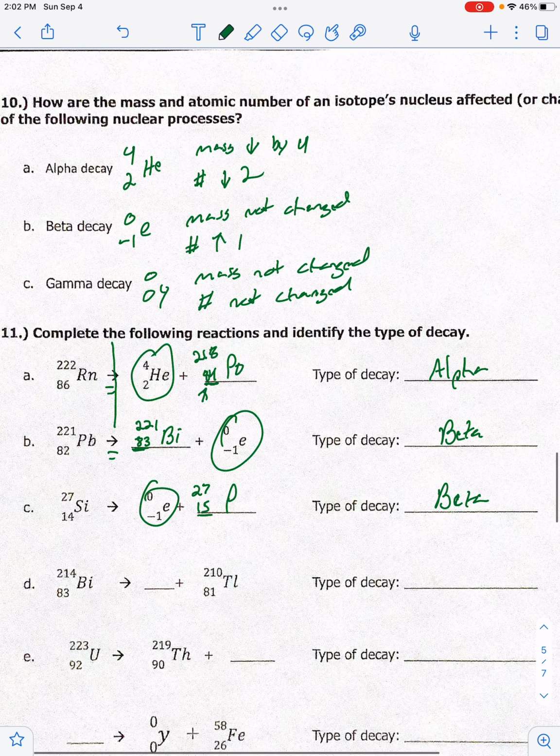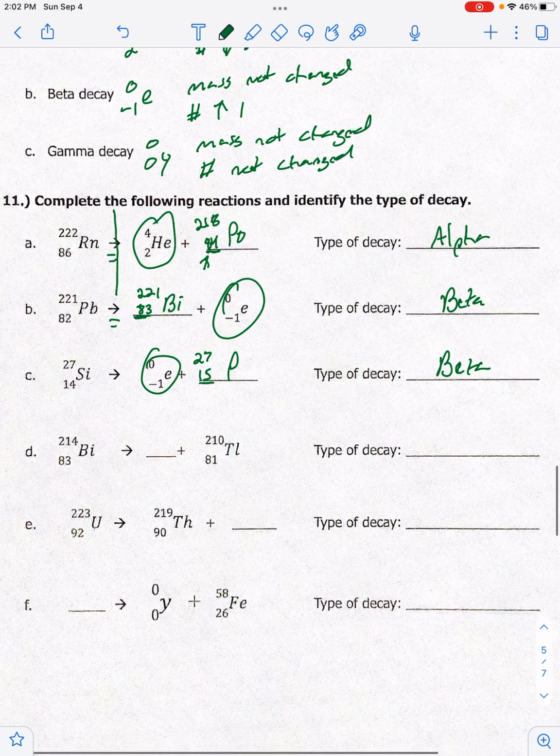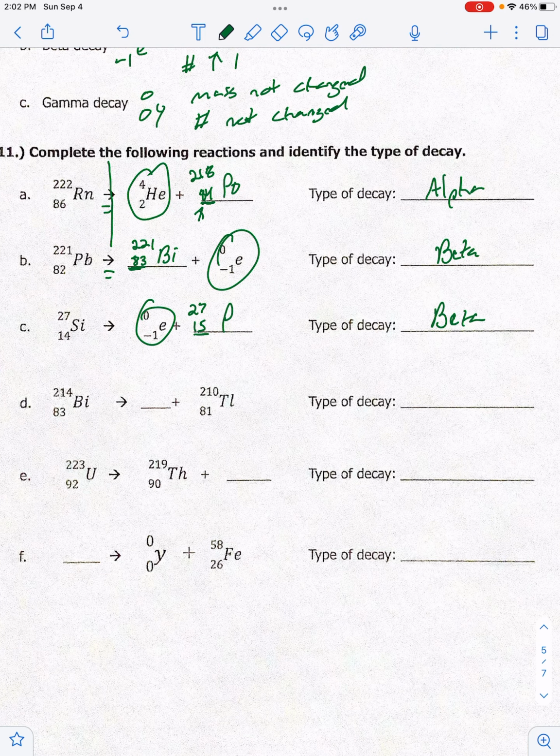Okay, so hopefully you're getting the gist on that. So we're going to go down here and find a gamma one. At F, I see the 0 0 gamma, so that's a dead giveaway, that's gamma. So nothing's going to change, so 26 plus 0 gives me 26 on bottom, 58 plus 0 gives me 58 on top, and 26 is still iron. So nothing changed, it's just the gamma particle.